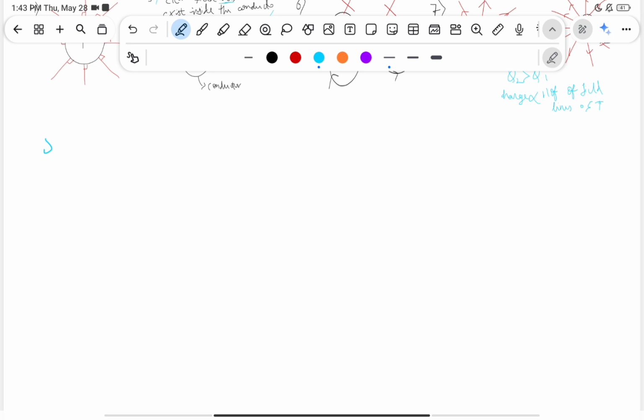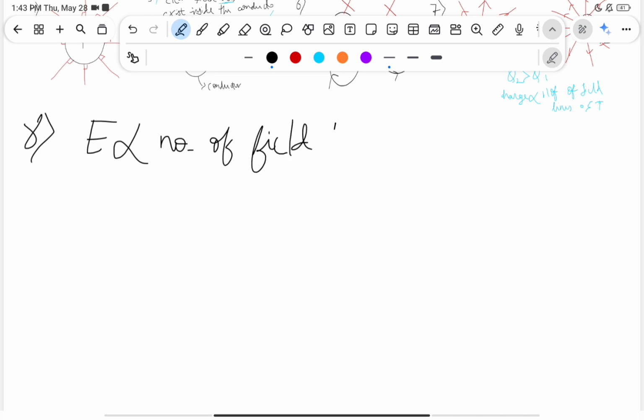It is the eighth property. What is the eighth property? Electric field is directly proportional to the number of field lines divided by area. Number of field lines by area.